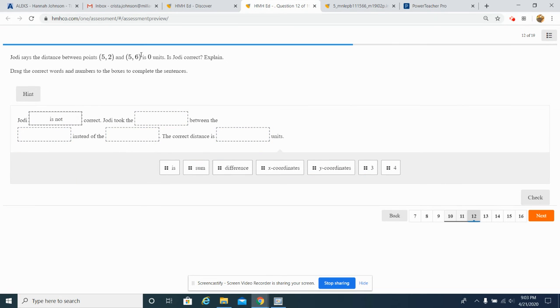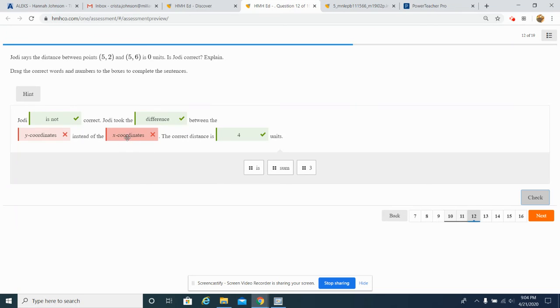Okay. She took the, did we add? Do we add or do we subtract? We subtract. So what's our word for subtraction? She took the difference between the y coordinates, because that's what we're subtracting, right? Instead of the x coordinates. So she was looking at the x coordinates instead of the y coordinates, okay? So the correct distance is, well, what did we say the distance was? The distance was 4.